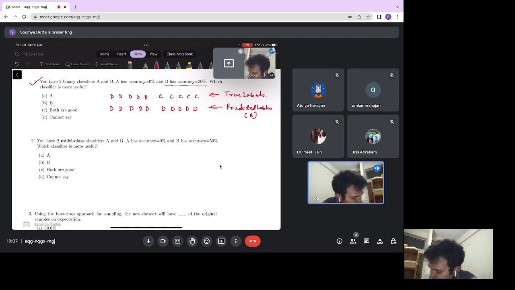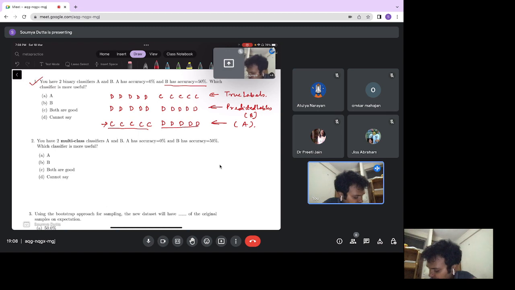For the classifier A, what you have done is, you have predicted exactly opposite. So you have predicted all the dogs as cats and all the cats as dogs. So this is your predicted labels for A. This might seem very counterintuitive, but if your accuracy is actually 0%, that means your labeling somewhere probably has gone wrong, due to which your dogs are appearing as cats and your cats are appearing as dogs in the classifier A. And just by flipping those labels, you can make it a 100% accurate system.